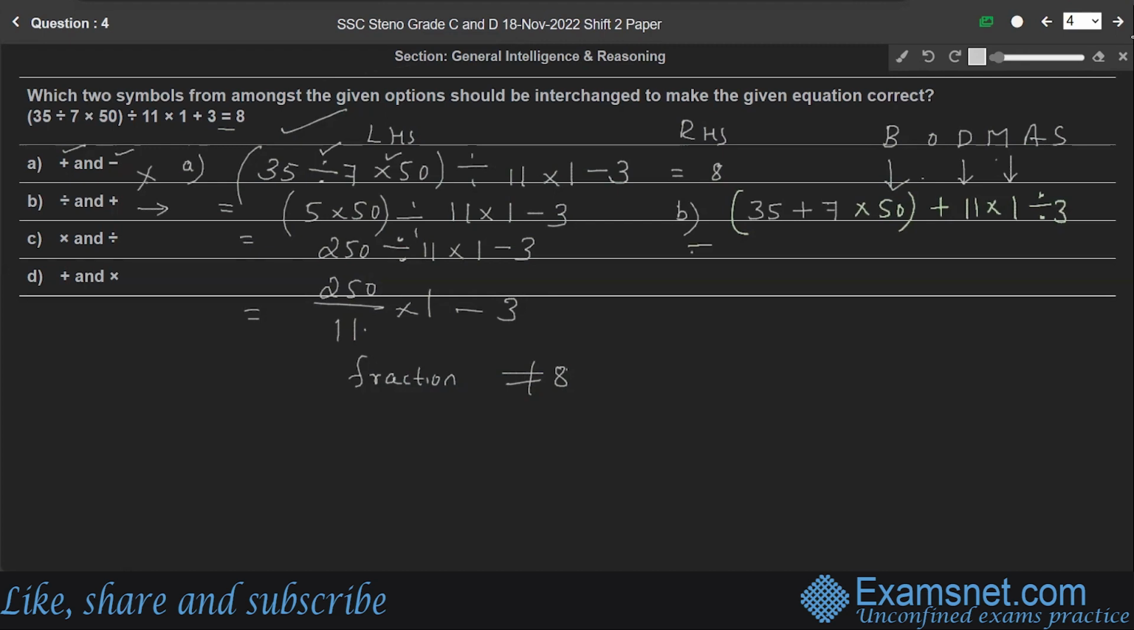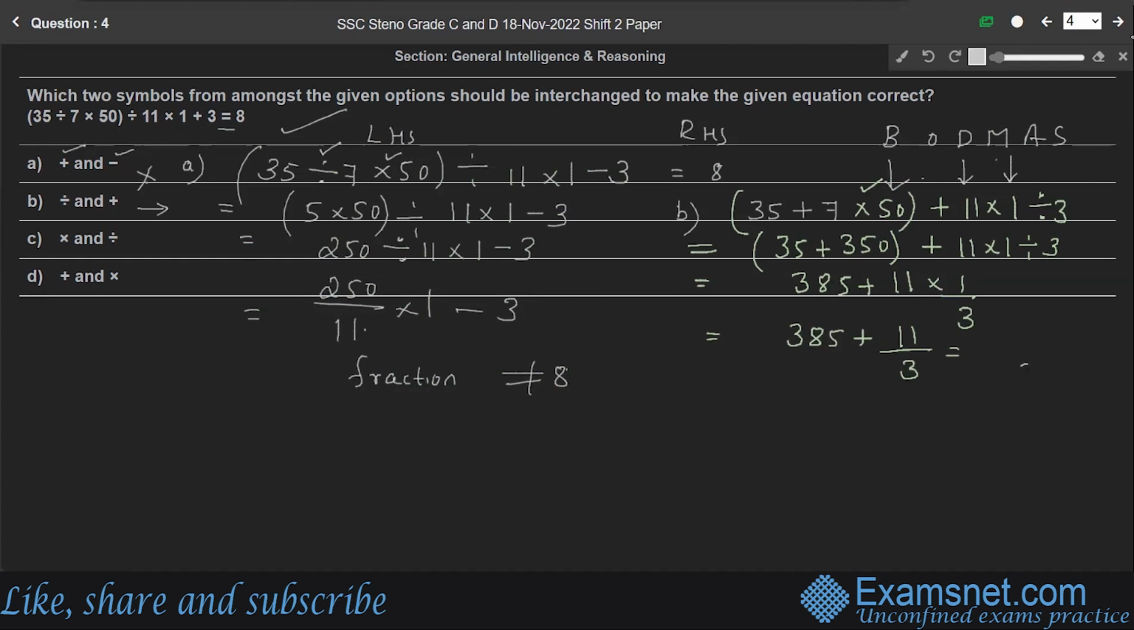Again, by BODMAS rule, remove the bracket part. We have multiplication in the bracket. So 7 into 50, which is 350, plus 11 into 1 by 3. Now we have 350 plus 35, which is 385, plus 11 into 1 by 3, and 1 by 3 should be taken first. Now we have 385 plus 11 into 1. Next comes multiplication, so 11 by 3. You will get a fraction now.